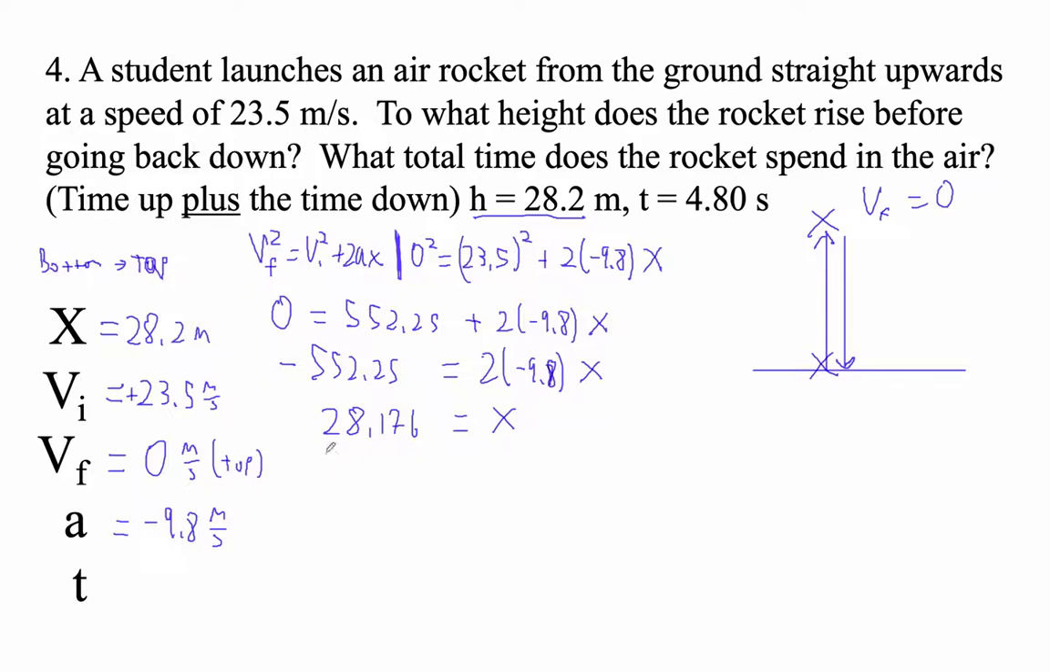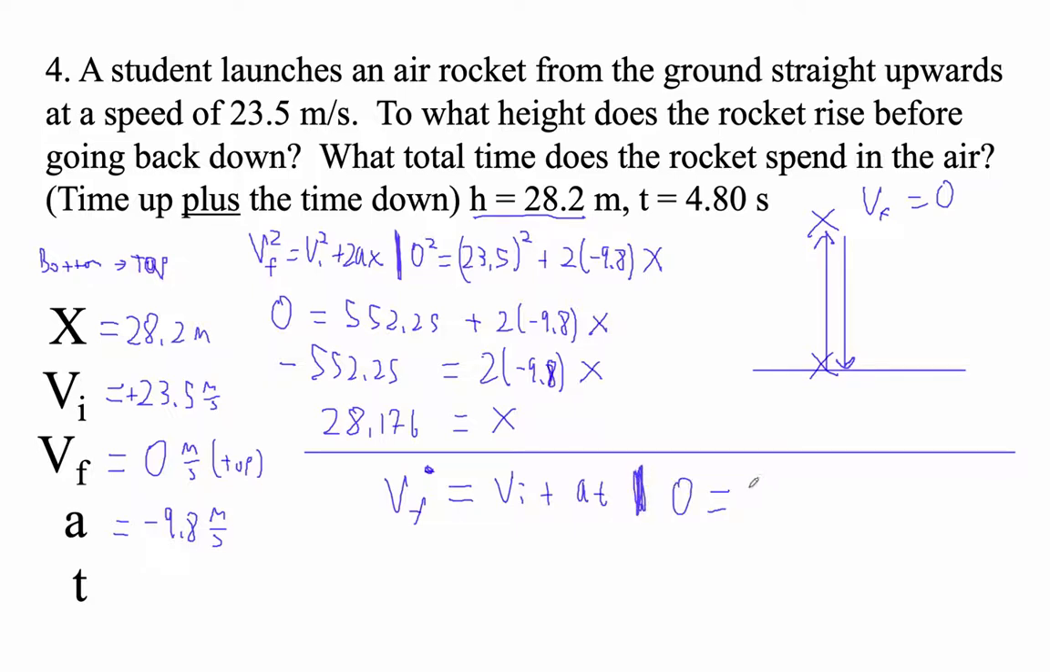And then what time does it take to do that? We can do that. I'm going to use no x to do that. So Vf is equal to Vi plus at. Let's see, final velocity is 0, so 0 equals 23.5 plus negative 9.8 times t. The next step is we're going to subtract 23.5. So minus 23.5 equals negative 9.8 times t.